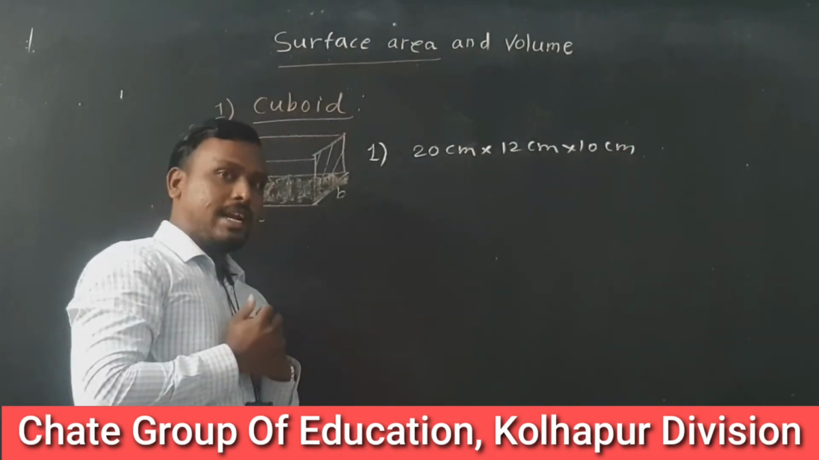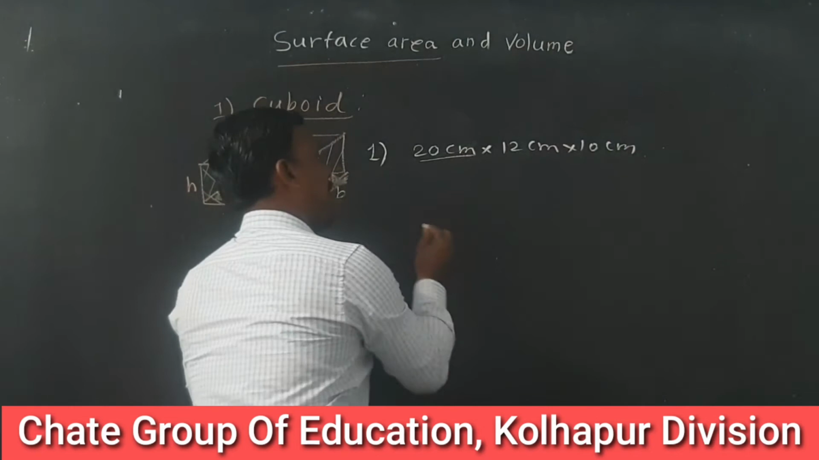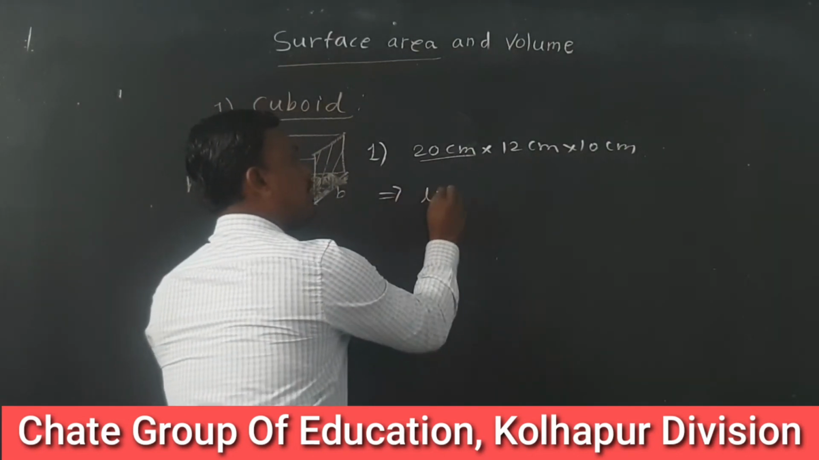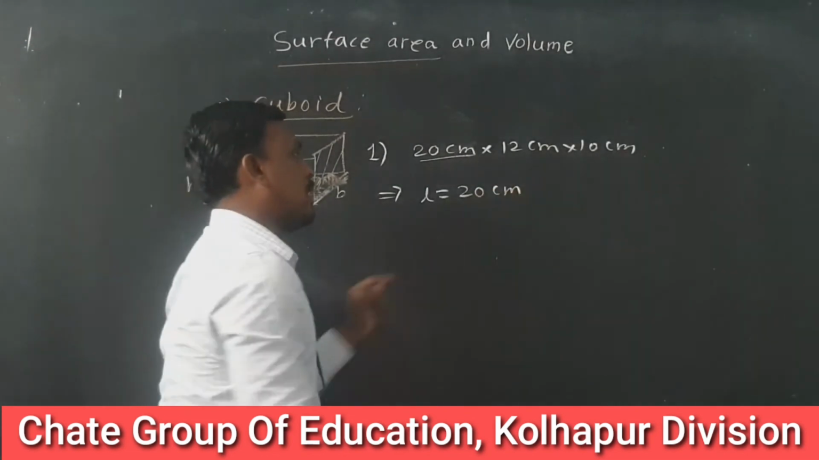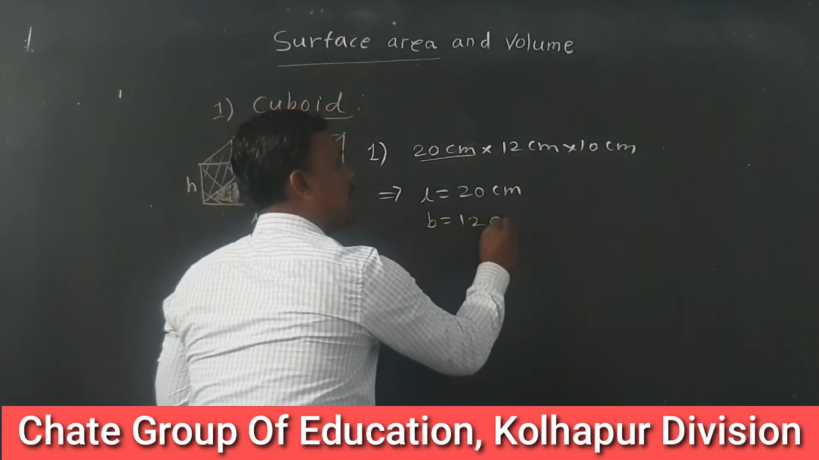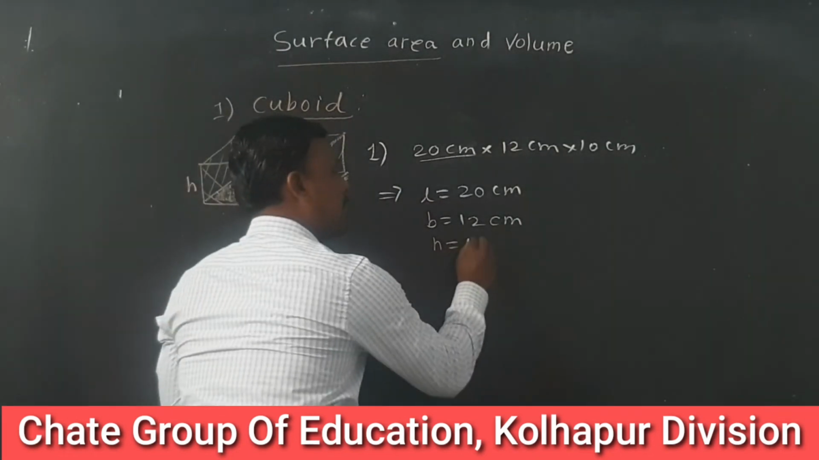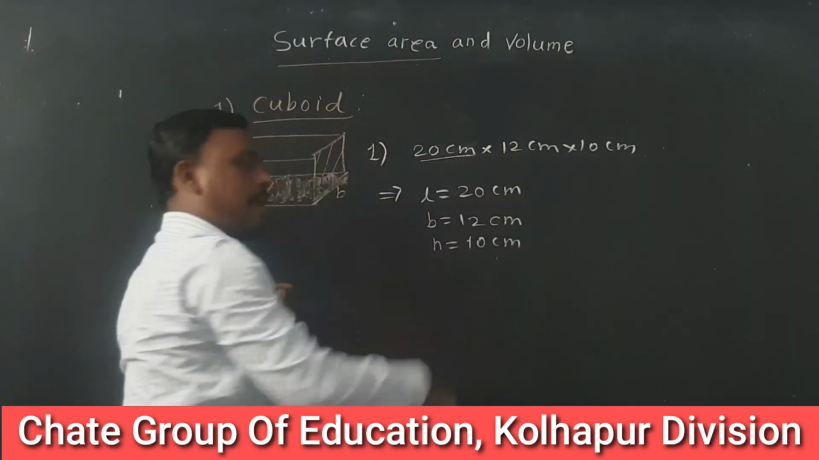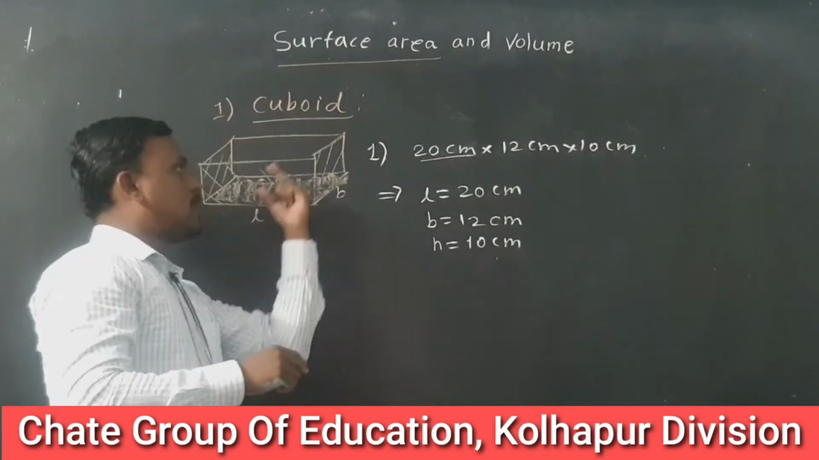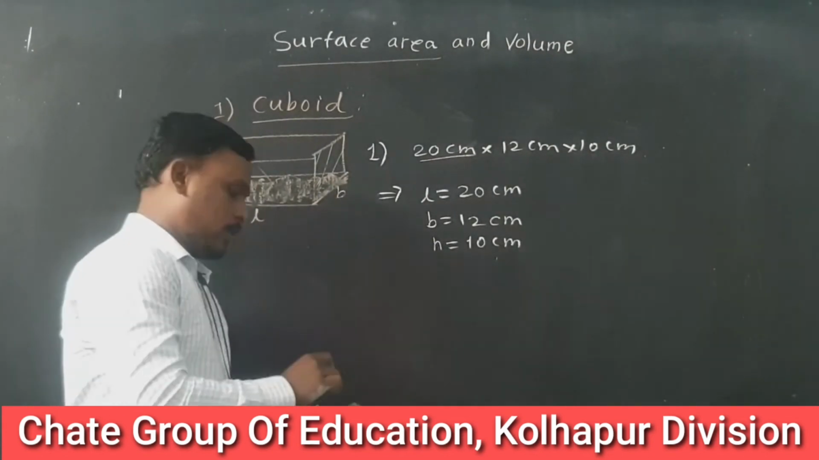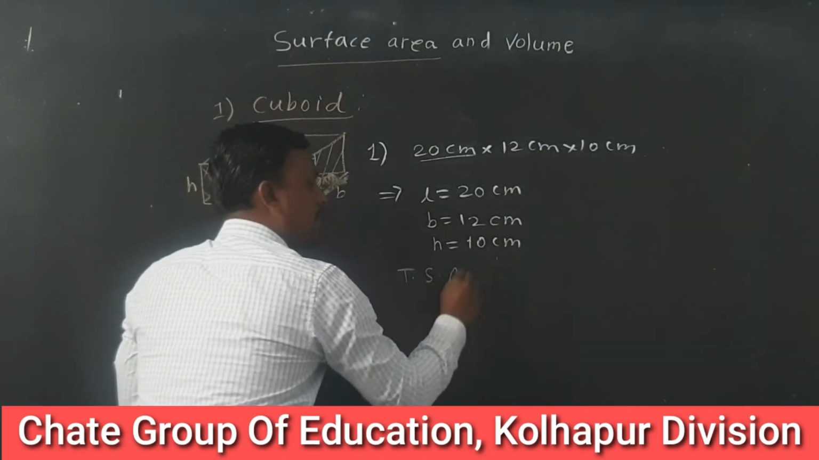So we have to decide. The first is the length of the cuboid, this is nothing but L. So we will write here, given L is equal to 20 centimeter. Then B is equal to 12 centimeter. And the last one is height. Height is equal to 10 centimeter. So these are the dimensions of the cuboid given to you. Now we have to find the total surface area of this cuboid. How to calculate the total surface area? Use the formula.